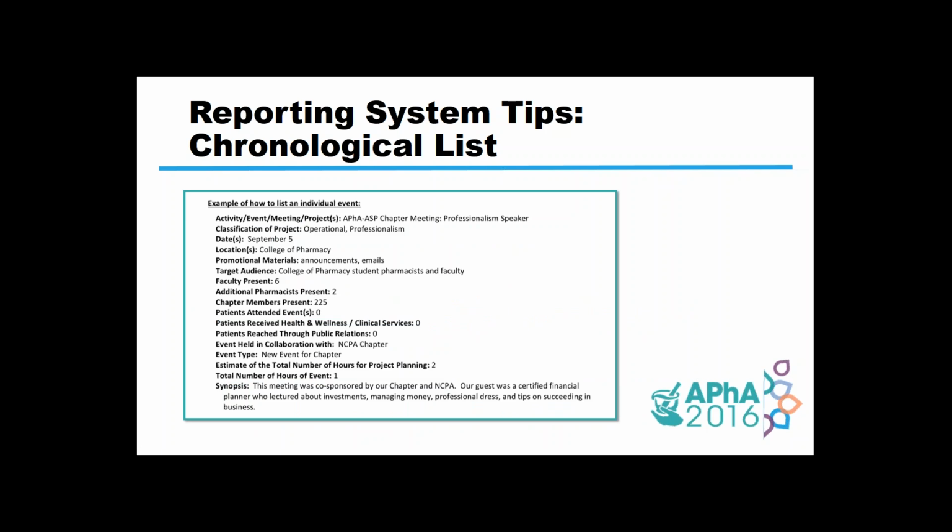So this is an example of how to list an individual event and how the chronological list should look after submitting the form. And again, just to point out, the synopsis does have a 75-word limit, and please just be concise in your synopsis, so this isn't a separate essay by any means. It's just a quick summary of the event.